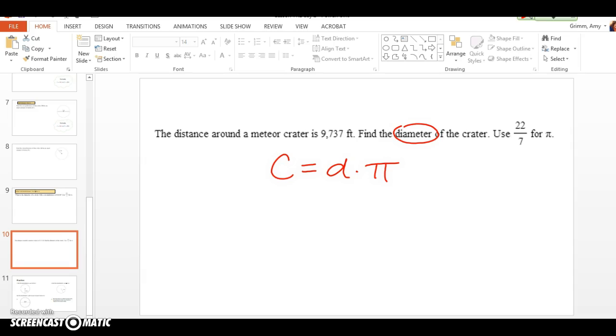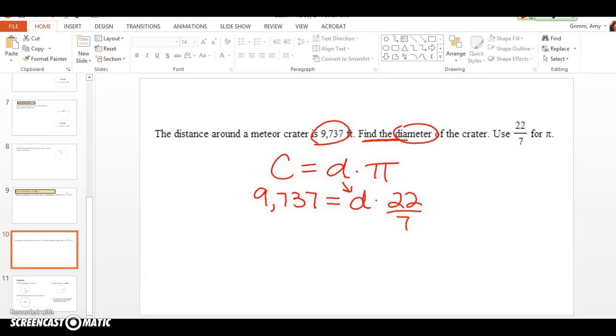Where do I put in 9,737? I don't. On the C, right? Because what does it say? Distance around is circumference. So I'm going to put that here. Okay, so 9,737 equals, do I know the diameter? Isn't that what I'm trying to find? Okay. Do I know what to put in for pi? What do I put in for pi?